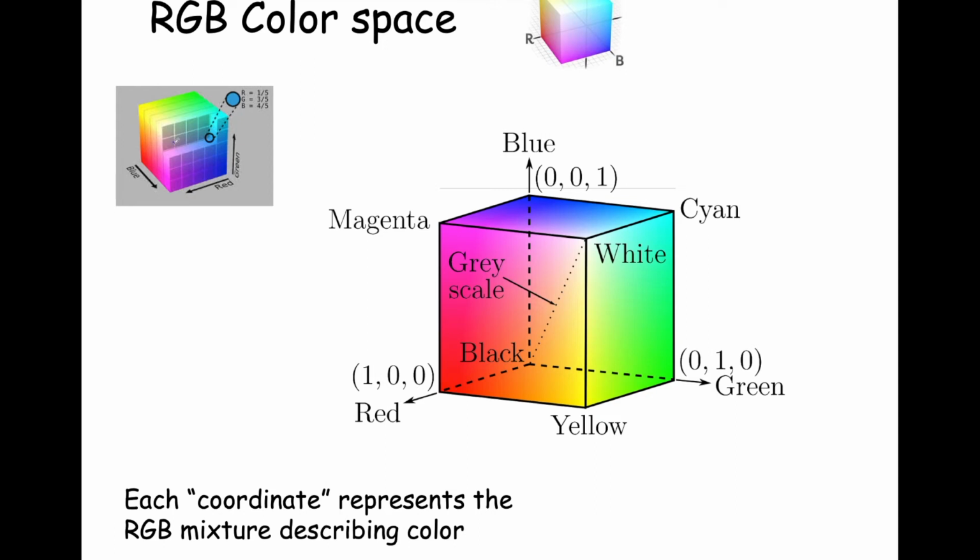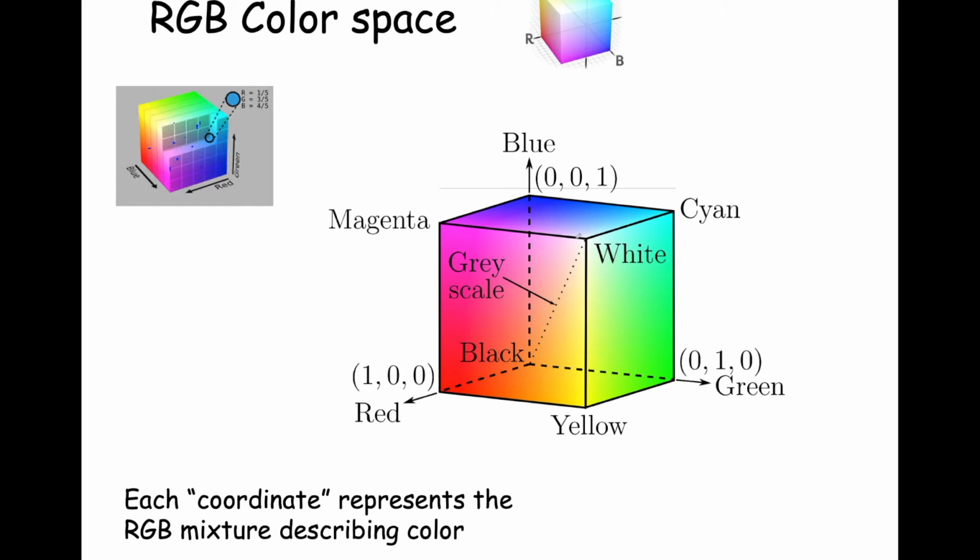And so if you choose a different location in this three-dimensional space, that location represents a color. And so this color cube in RGB, the different colors are representing all of the different mixtures you can have of red, green, and blue in order to produce that color.